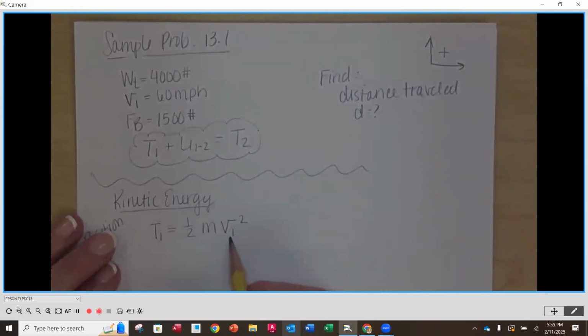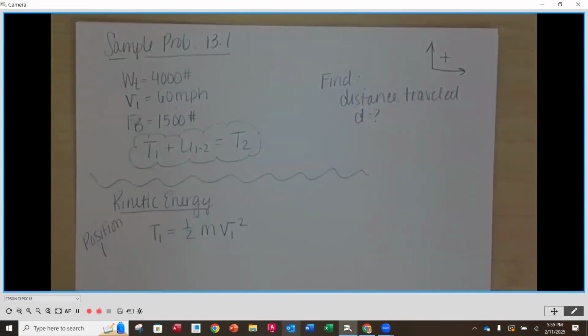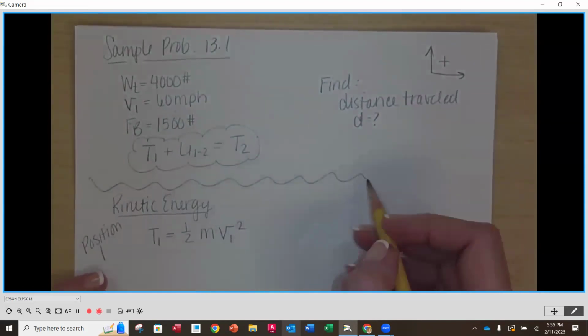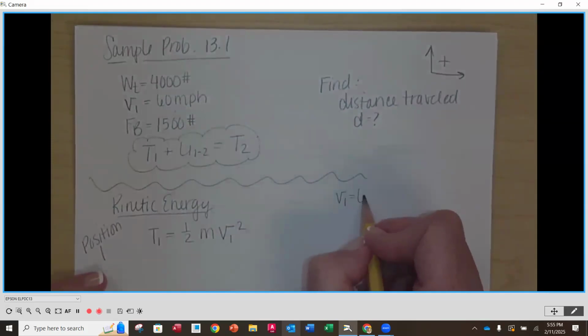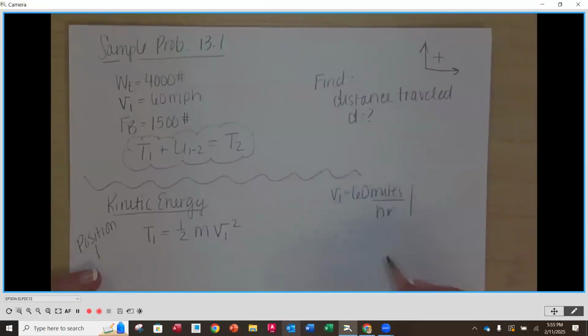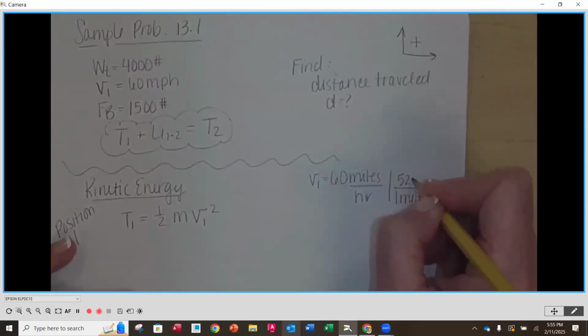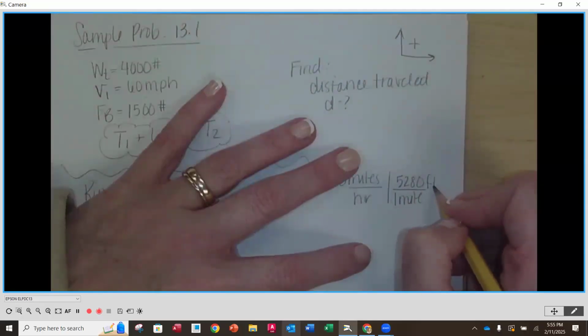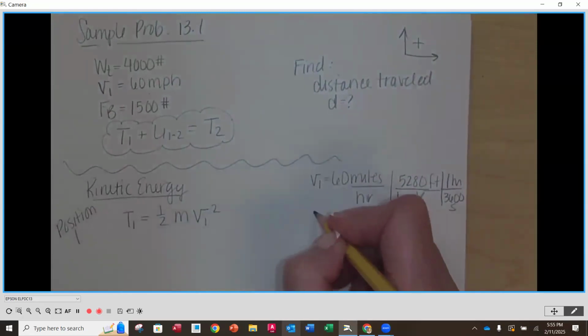Now, this velocity is going to be our 60 miles per hour, but as we know, we need to have this in our English units. So this needs to be in feet per second. So we're going to now convert that. V1 is equal to 60 miles per hour, and we need to convert that to feet per second. We know that 1 mile is equal to 5280 feet, and 1 hour is 3,600 seconds. I'm going to squeeze it in there.